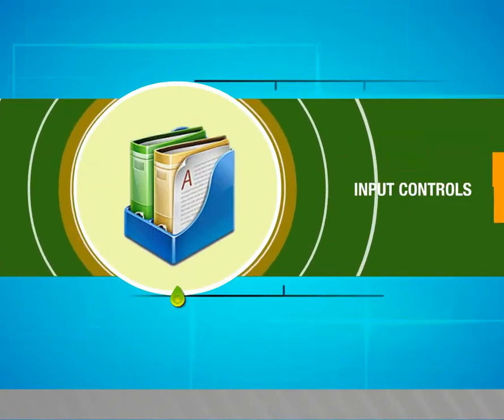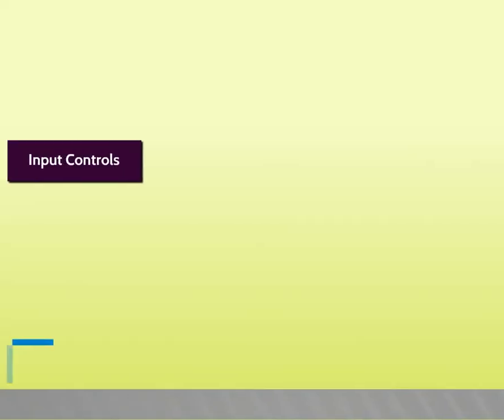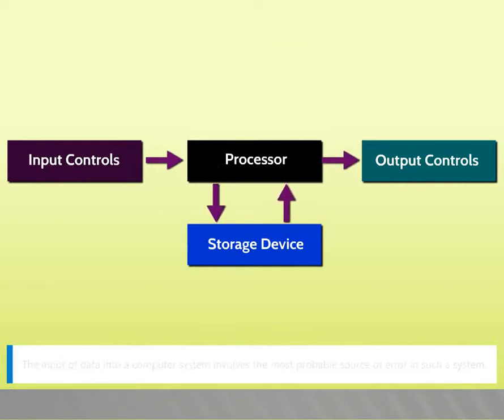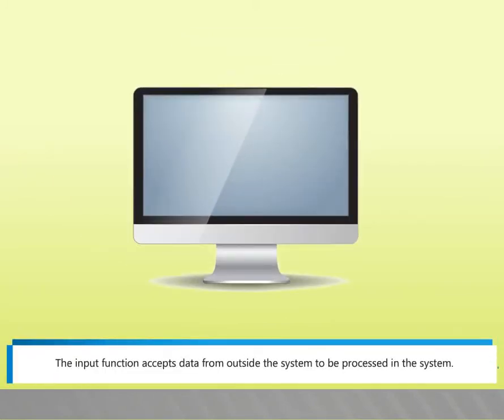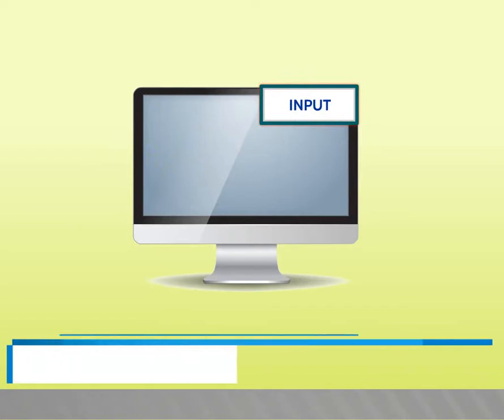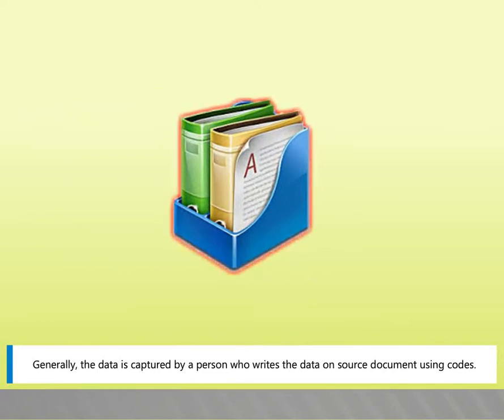Input controls. In this video, we are going to see about input controls. The input of data into a computer system involves the most probable source of error in such a system. The input function accepts data from outside the system to be processed in the system. Before data is brought into a system, it is acquired from a source called data capture. Generally, the data is captured by a person who writes the data on source document using codes.